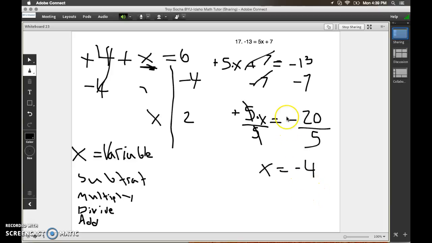All right, so let's run through those steps real quick. We first get the number and x alone. We get this guy to be alone. We want him to be just on one side. So we say, okay, now we've got 5x, we've minused our 7 over. 13 minus 7 is negative 20. Now we divide, because this is a multiplication problem.